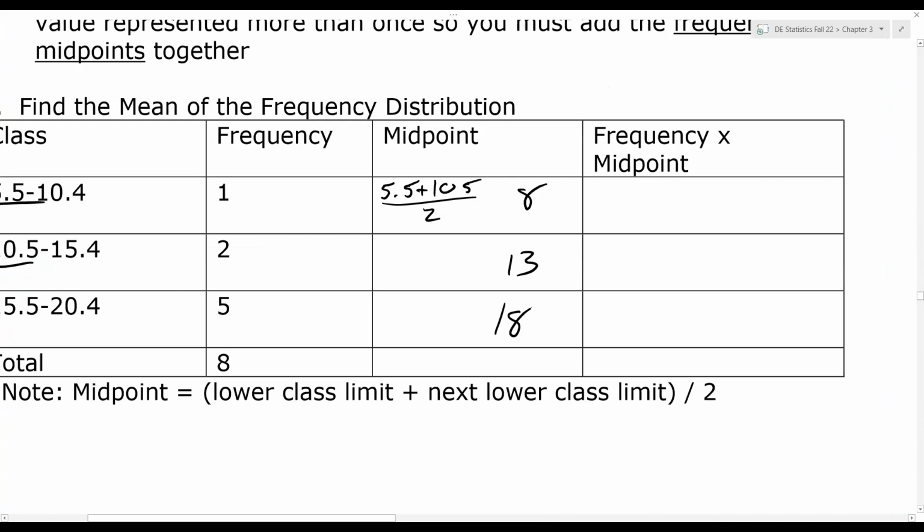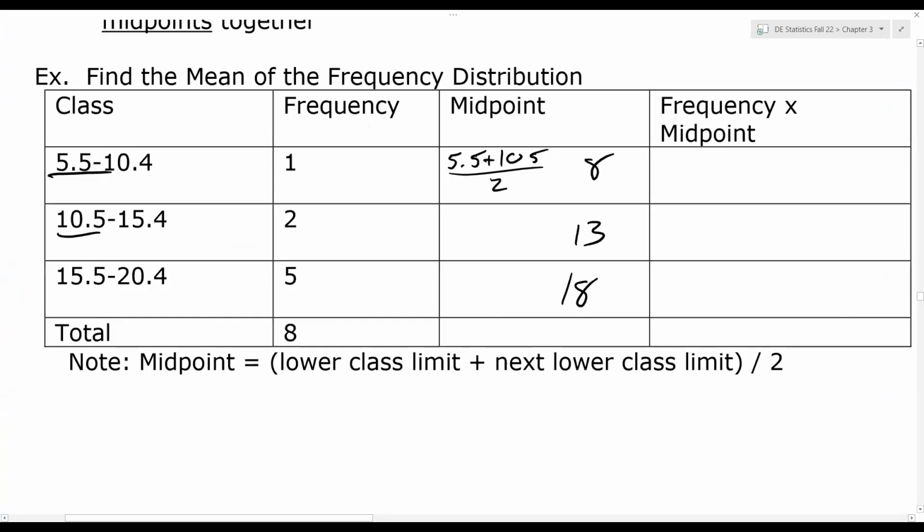Now, the reason we need to find the midpoint is because we're going to use that as a representative value for every number that's in a class. So for this second class where we have a frequency of 2, that means we have two numbers that are somewhere between 10.5 and 15.4. However, we have zero idea what those actual values are. They could both be 10.5, they could both be 15. We have no idea. So what we have to do is come up with a representative value for all of the numbers in a class, and that's what we use the midpoint for.